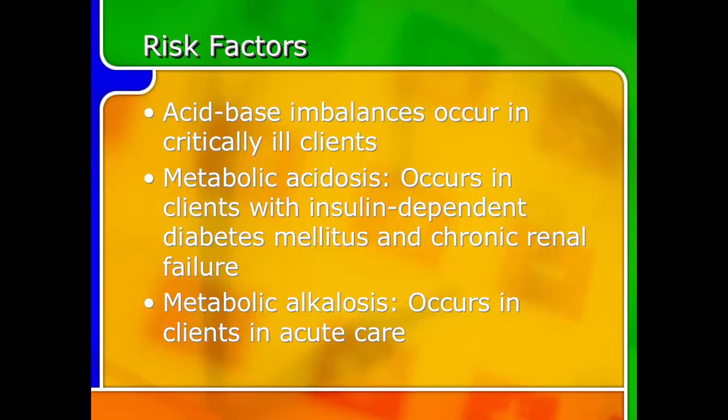Risk factors for acid-base imbalances occur usually in critically ill clients. Metabolic acidosis occurs in clients with insulin-dependent diabetes mellitus and chronic renal failure. It can also occur from severe diarrhea. It can occur at any age, but your children and your elderly are going to be at increased risk because of their water content. Metabolic alkalosis occurs in clients in acute care. Your older clients are at increased risk due to their fragile fluid and electrolyte status.